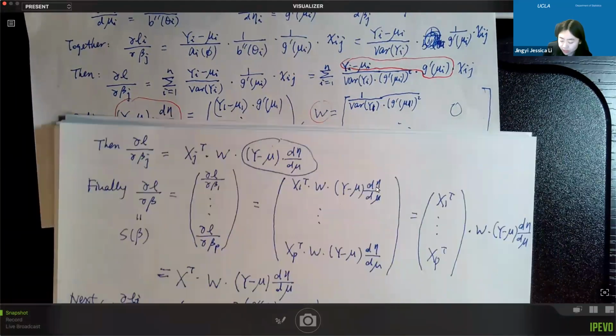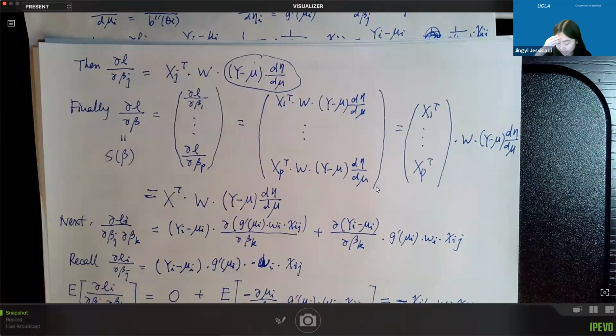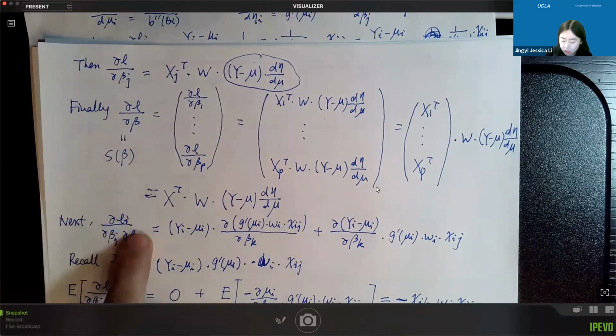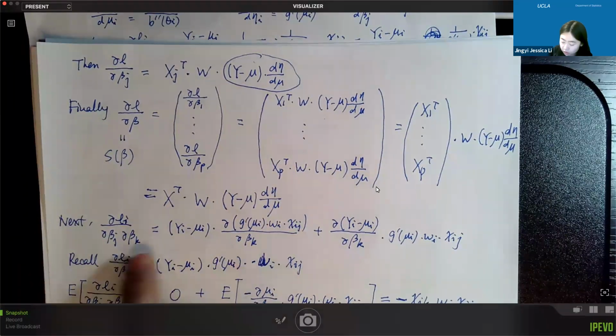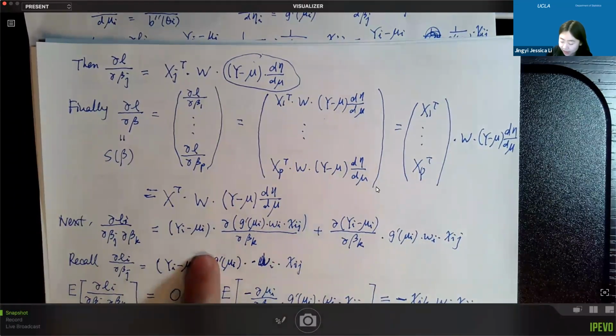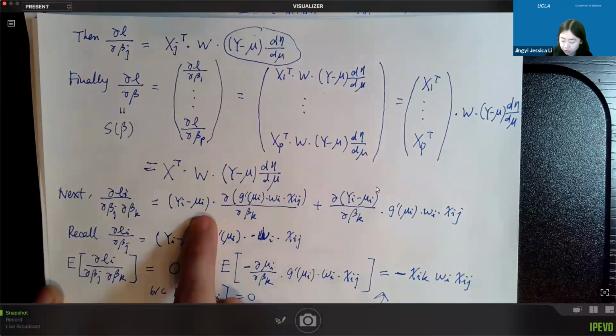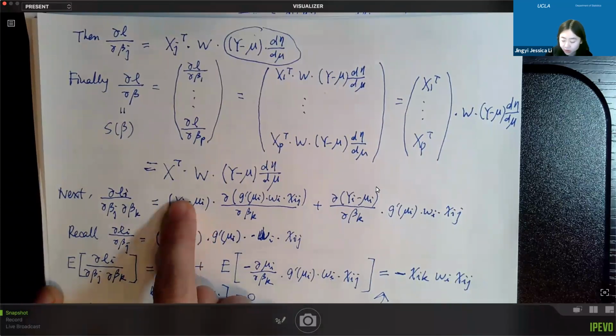The next thing we need for the Fisher scoring update is the Fisher information, which is the negative expectation of the Hessian of the log likelihood. So we continue to do another partial derivative of l i with respect to beta k. By doing so, we get two terms. And luckily, we need to take expectation to get Fisher information. With expectation, the first term vanishes because the expectation of y i equals mu i, so we get 0.